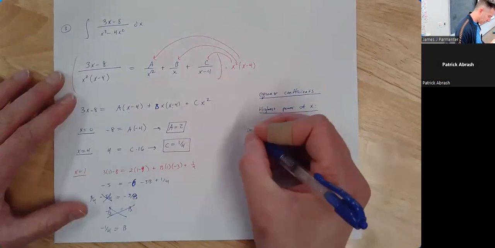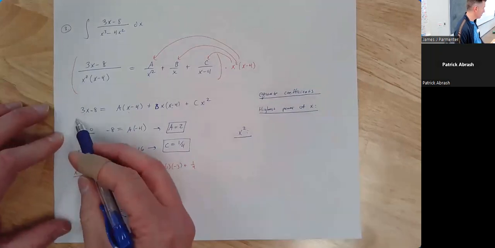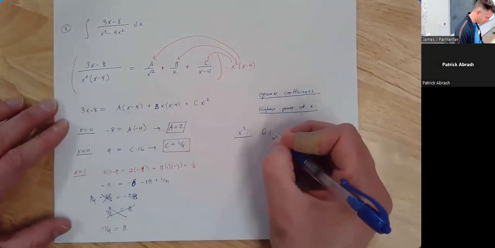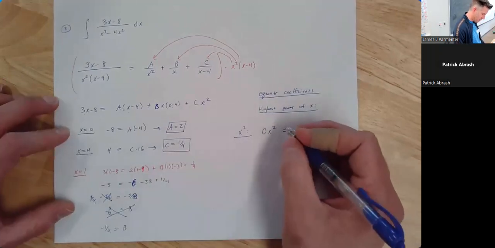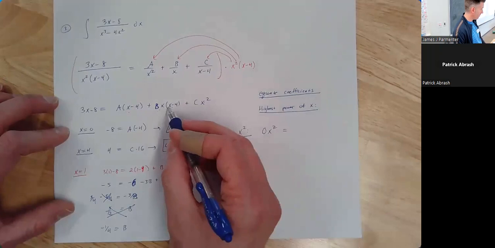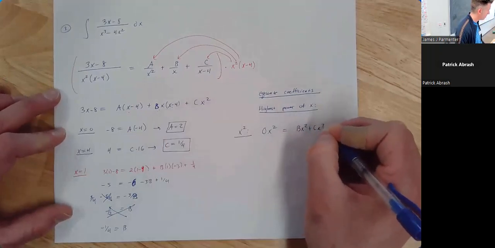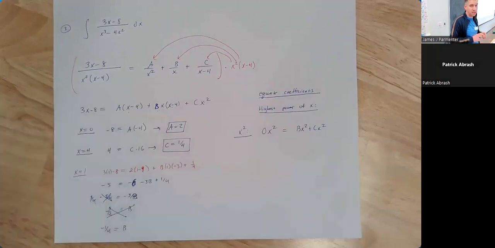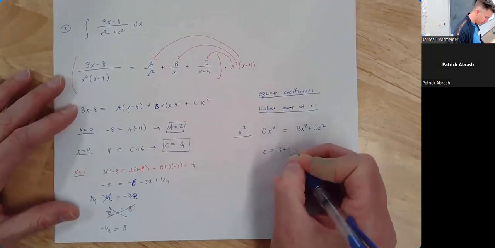Okay, so if I look at X squared, on the left-hand side of my equation, I have 0x squared. On the right-hand side of my equation, I have a b times x squared if I multiply that out, and a c times x squared. And because these equations have to be equal to each other, no matter what values are chosen for x, it has to be true that 0 is equal to b plus c.